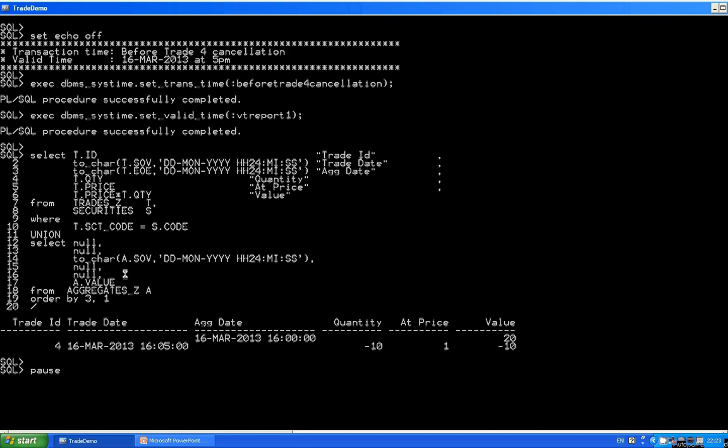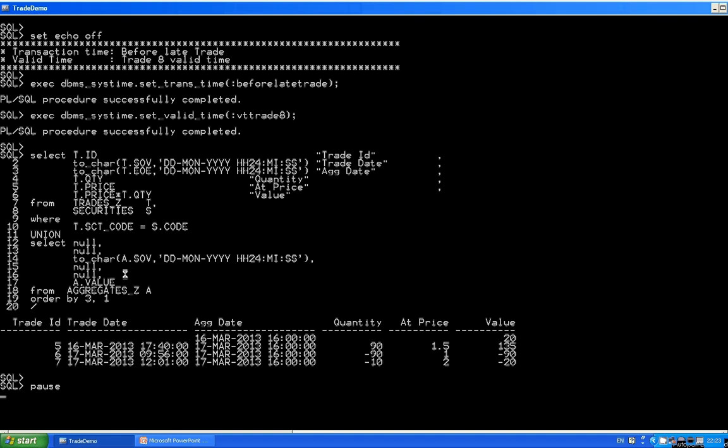If we go to the time just before we cancelled trade 4, we'd actually inserted trade 4 at 16:05, and at the transaction time just after we cancelled trade 4, trade 4 had disappeared because we just cancelled it.